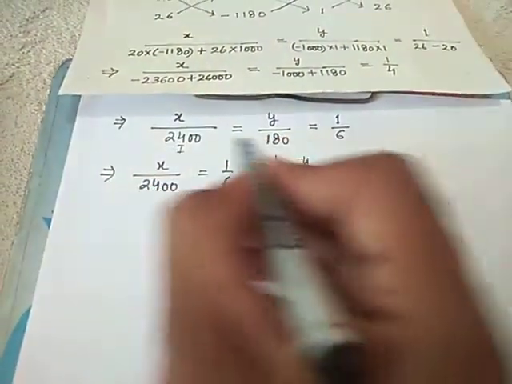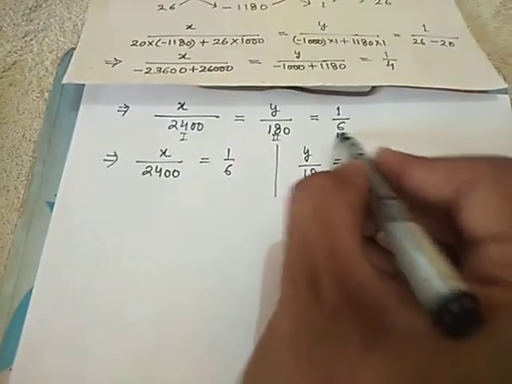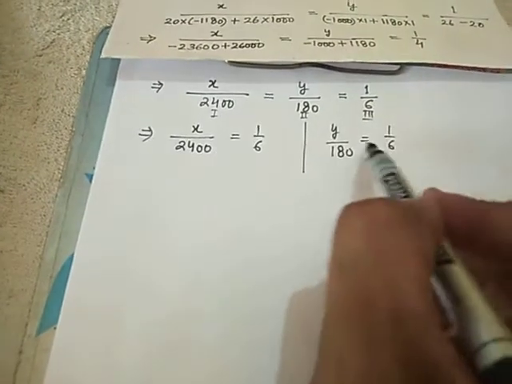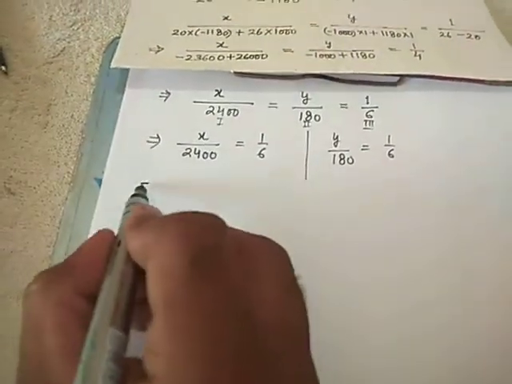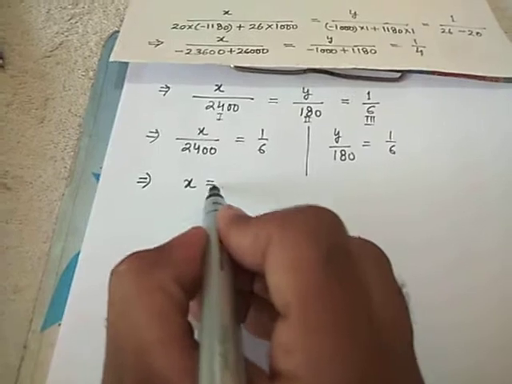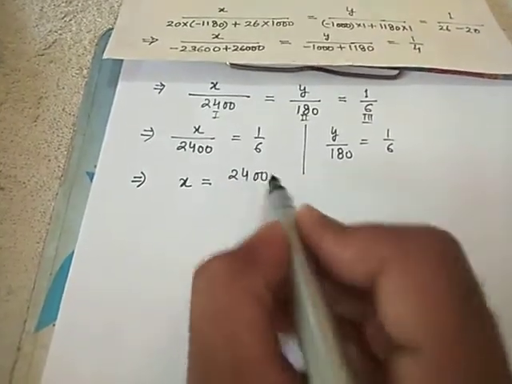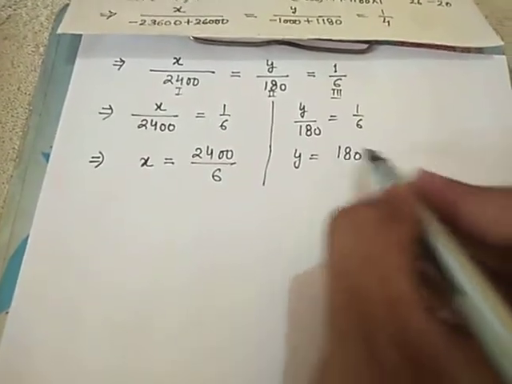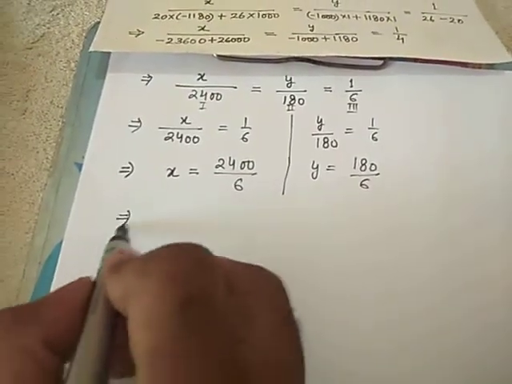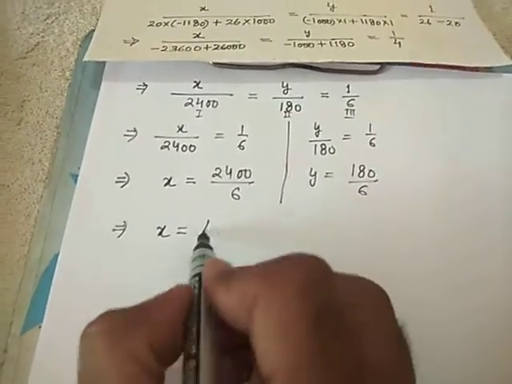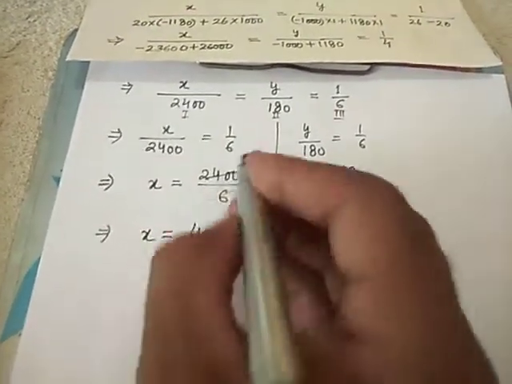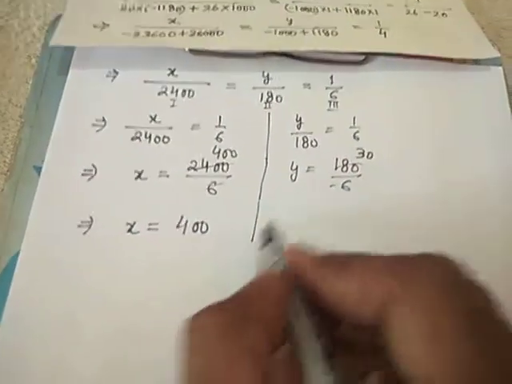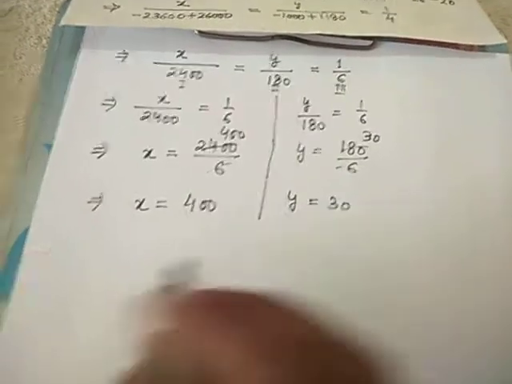We can consider first, second and third. On solving first and third, we will get the value of x. On solving second and third, we will get the value of y. So it will be further equal to x is equal to 2,400 by 6 and here y will be equal to 180 upon 6. So x is equal to 400, okay, and here it will be equal to 30. So y will be equal to 30.